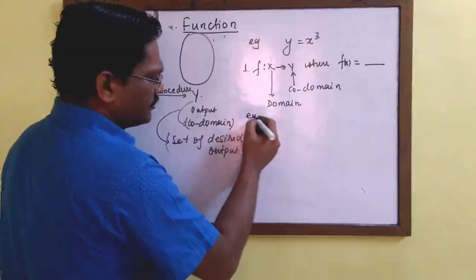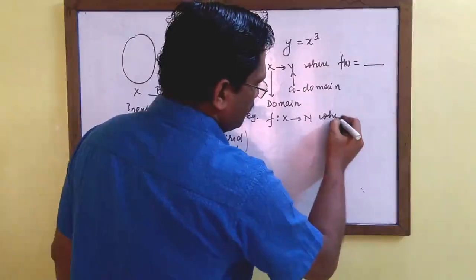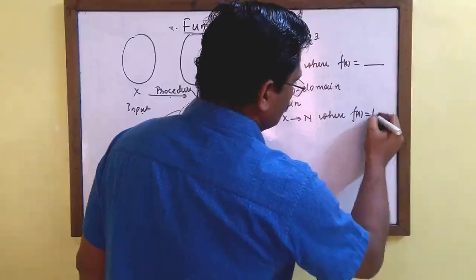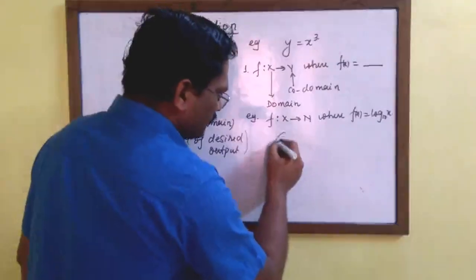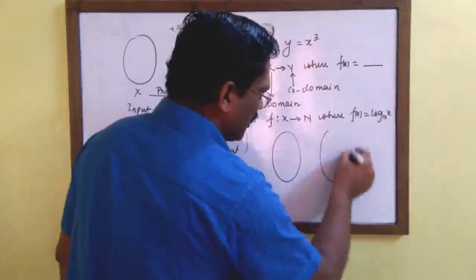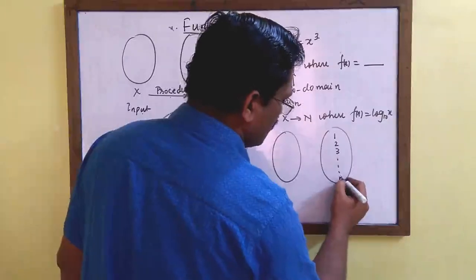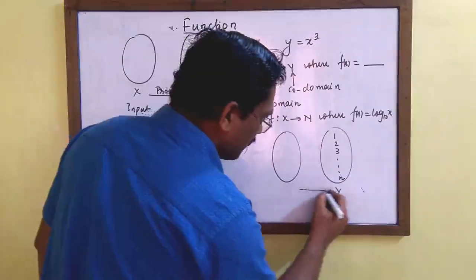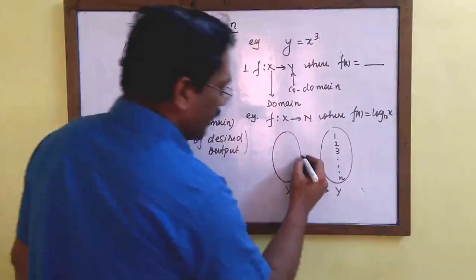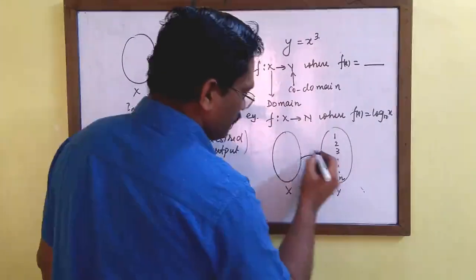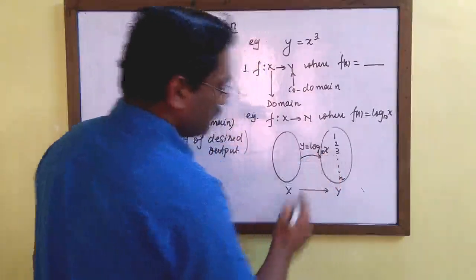Now let us take a very simple example. If I write f: x to N, where f(x) is equal to, say, log x with respect to base 10. No doubt I have specified the set y to be 1, 2, 3 up to N. That means I want the set of all natural numbers as output. And the procedure that I have chosen for this is y equal to log x with respect to base 10.